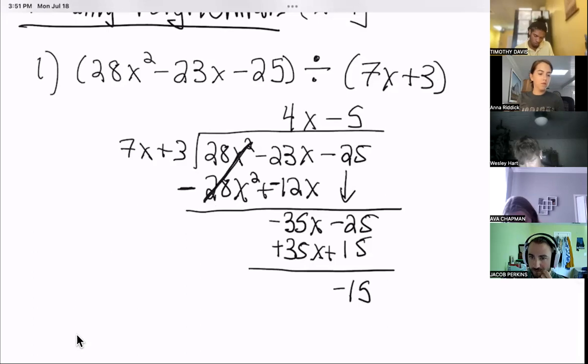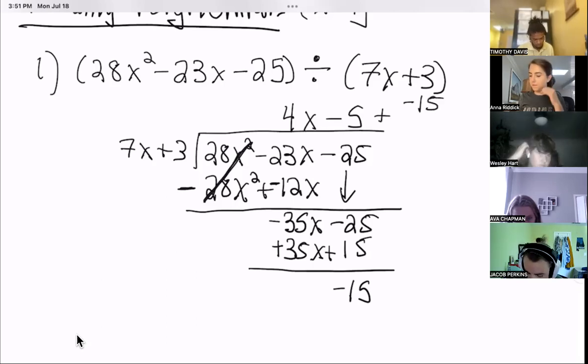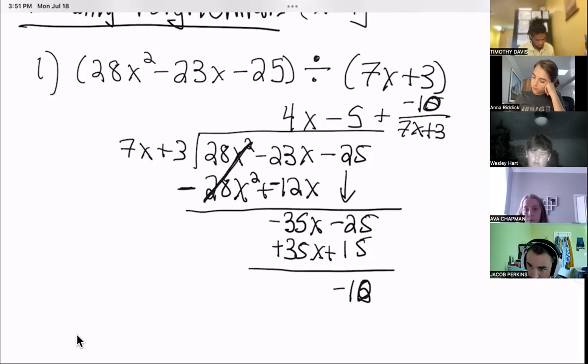This is my answer, 4x minus 5, and, whoops, plus, I had the remainder of negative 15 out of what I divided. Is it negative 15 or negative 10? Oh, 10. Yeah, 10. Sorry, 10. Yes, negative 10. Thank you. I saw 5s, negative 10.